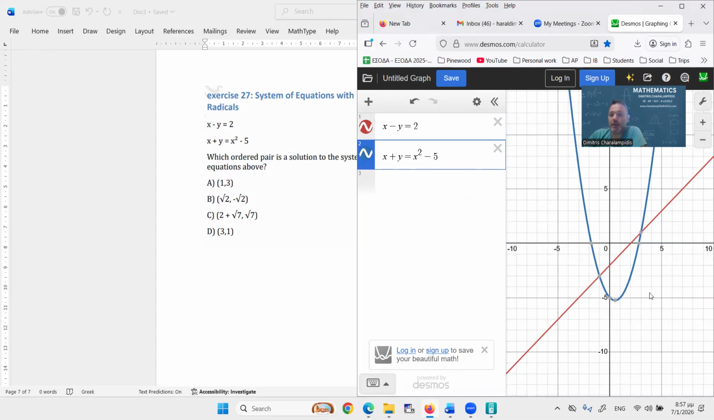Solution to a system means the points of intersection. Here we can clearly see that we have two such points. One is (-1, -3), and the other is (3, 1). So (3, 1) is one of the suggested answers, and basically it's the right choice for this question. Too easy. Once again, remember, solving systems, we have to go to Desmos.